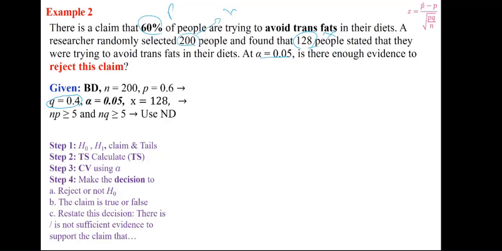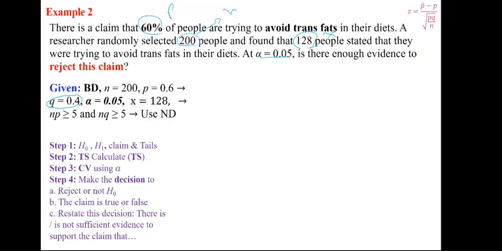A researcher randomly selected 200 people and found that 128 people stated that they were trying to avoid trans fat. Is there enough evidence to reject this claim? The claim is not saying that it's less than 60% or larger than 60%. It says it's 60%. So less than 60% and also larger than 60% would, in essence, become the alternative hypothesis, and that's why for H1, p is not equal to 0.6, which makes it a two-tailed test.